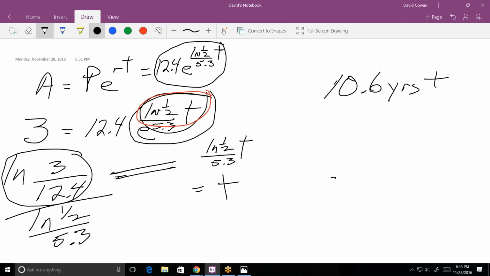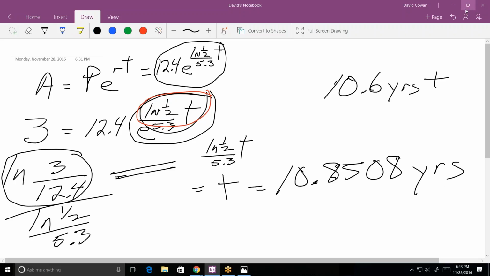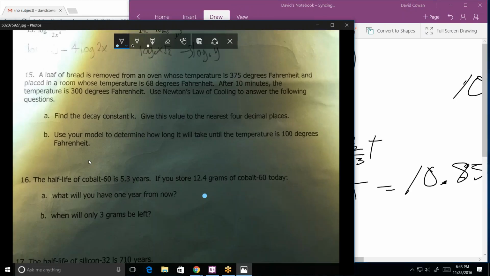Okay. Did you come up with an answer? Can you do this in your calculator? Yeah, it's 10.8508. Perfect. 10.8508. They probably want you to round this off. I don't know. Did they give you round-off instructions? They did not.